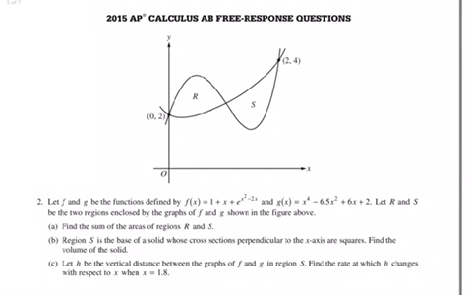Okay, let's take a look at number 2. Let f and g be the functions defined by f of x equals 1 plus x plus e to the x squared minus 2x, and g of x equals x to the fourth minus 6.5x squared plus 6x plus 2. Let R and S be the two regions enclosed by the graphs of f and g shown in the figure above. Find the sum of the areas of the regions R and S.